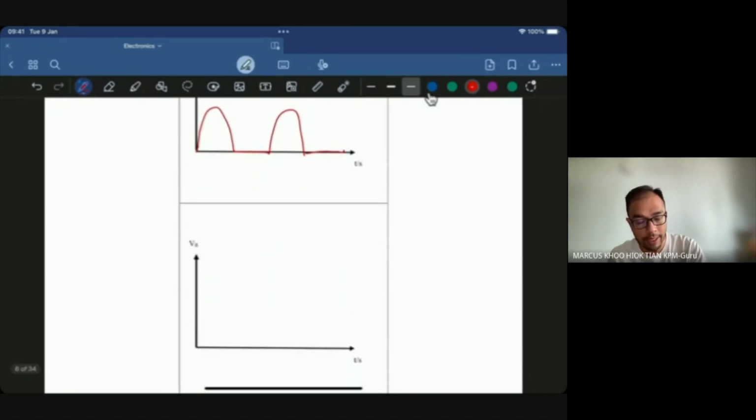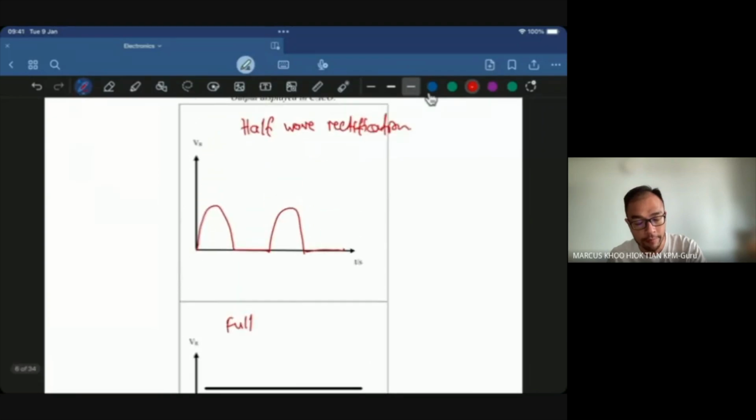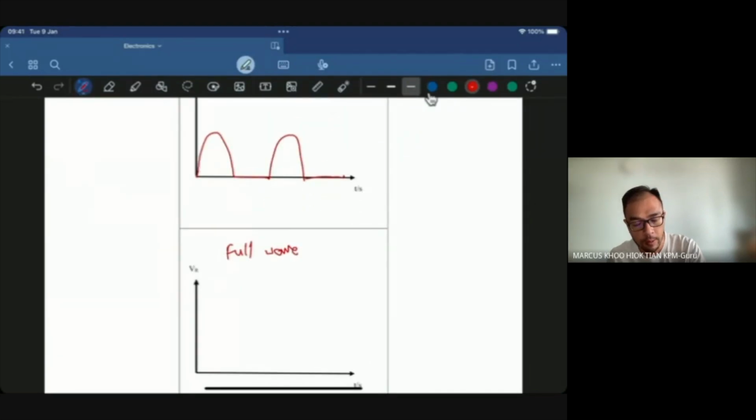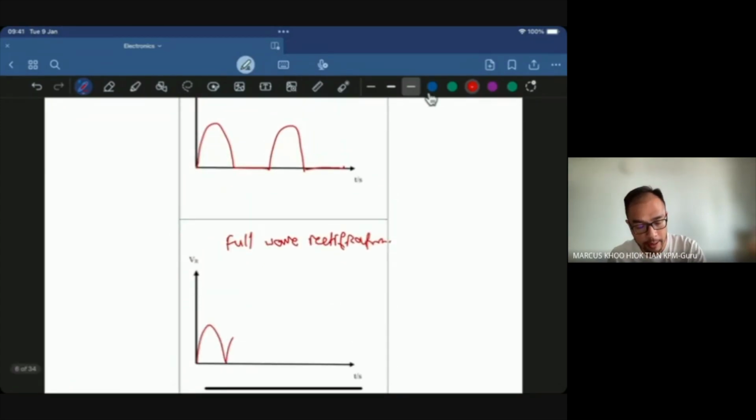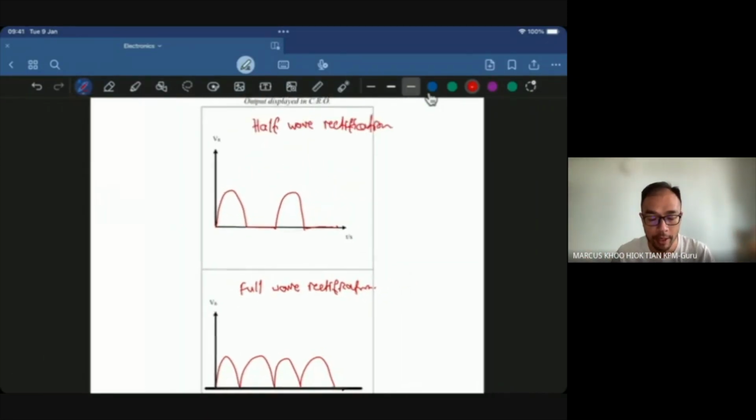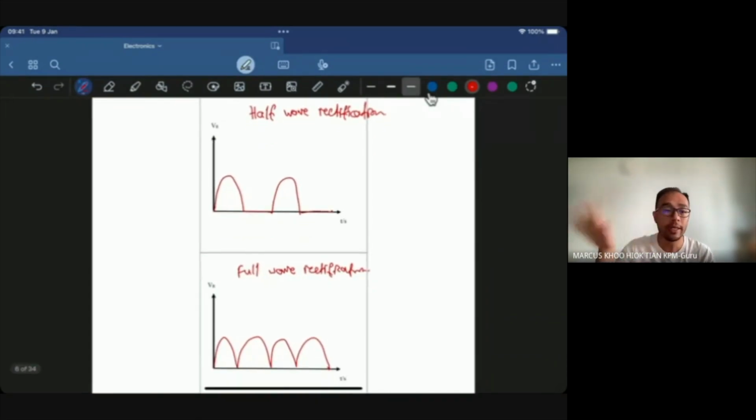Okay, manakala this one is full wave. Okay, full wave rectification is ada current, ada current, ada current, ada current. Okay, most important thing is the difference between the two lah. Okay, so half wave looks ada tiada, ada tiada. Full wave is ada, ada, ada, ada.